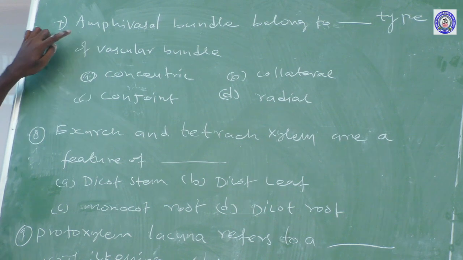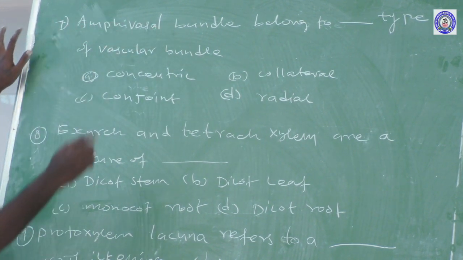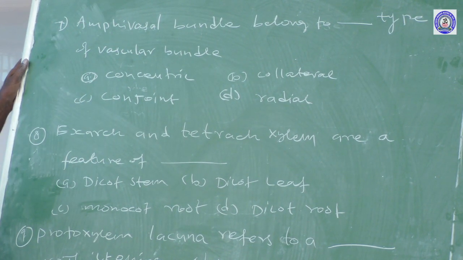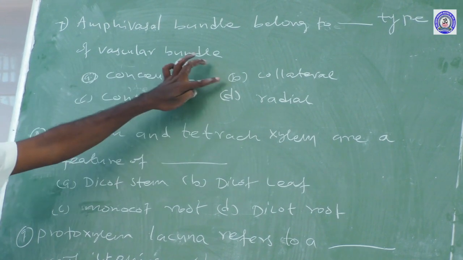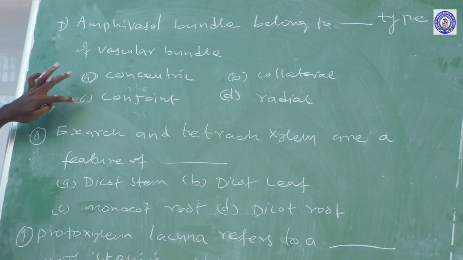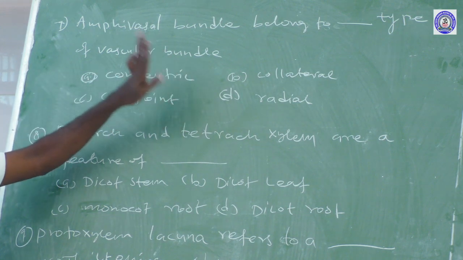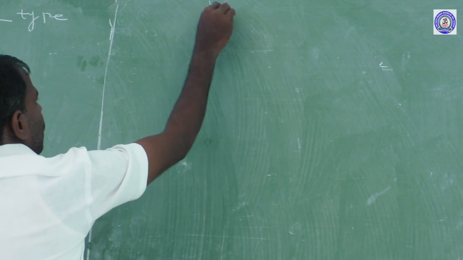Then the seventh question: antivascular bundles belong to which type of vascular bundle? The first option is concentric vascular bundle, the second option is collateral vascular bundle, the third option is conjoint vascular bundle, and the fourth option is radial vascular bundle.